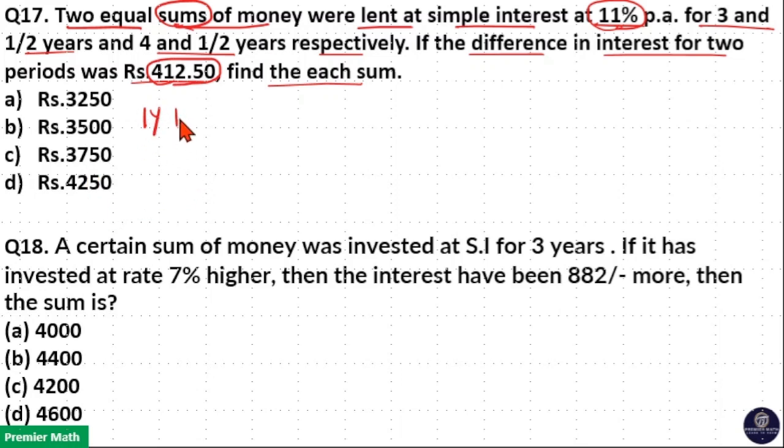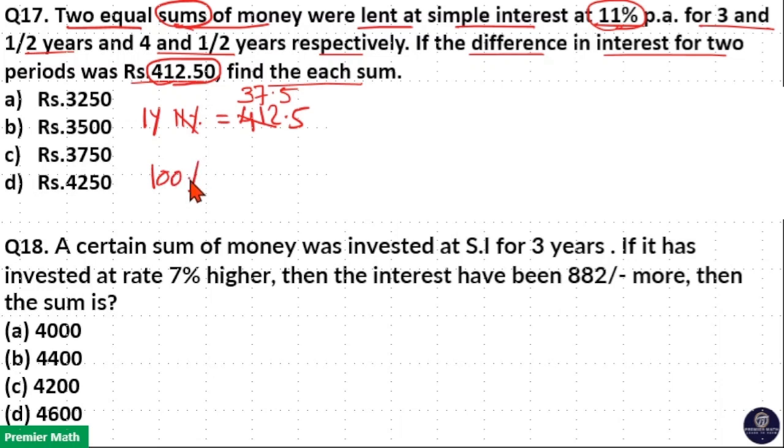So for 1 year at 11% per annum, interest received is 412.5, because sum and rate are equal. 11 goes 3 times in 41. Remaining is 8. 11 goes 7 times in 82. Remaining 5. 11 goes 0.5 times in 5.5. So 1% is equal to 37.5. Then 100% is the sum here. 100% is equal to 37.5 into 100, 3750. So option C is your answer.